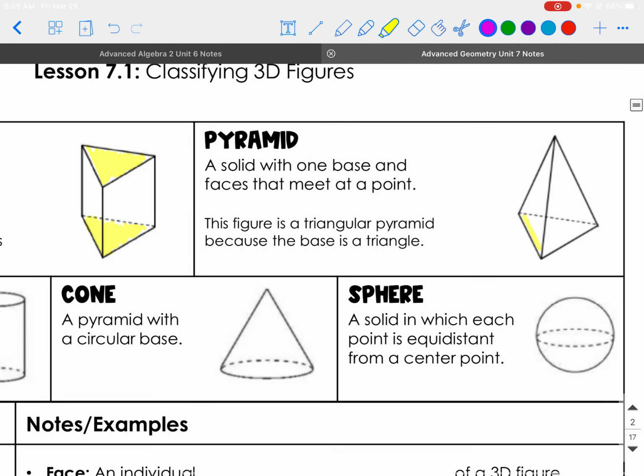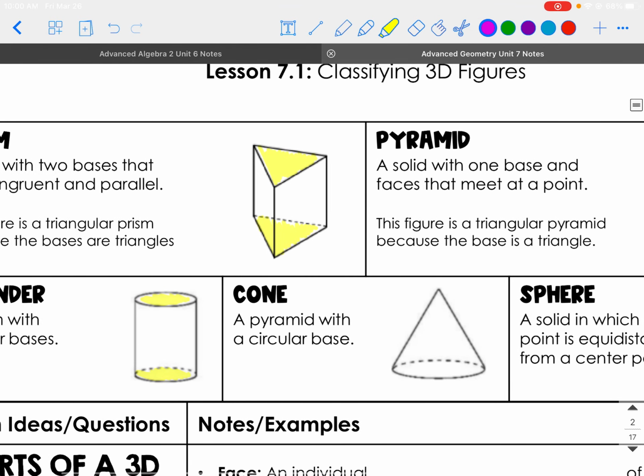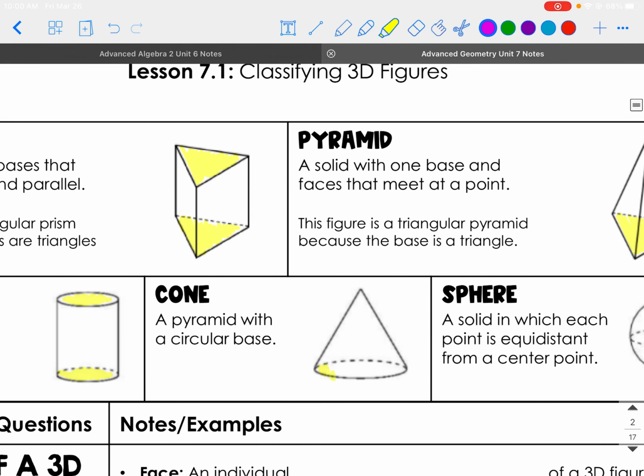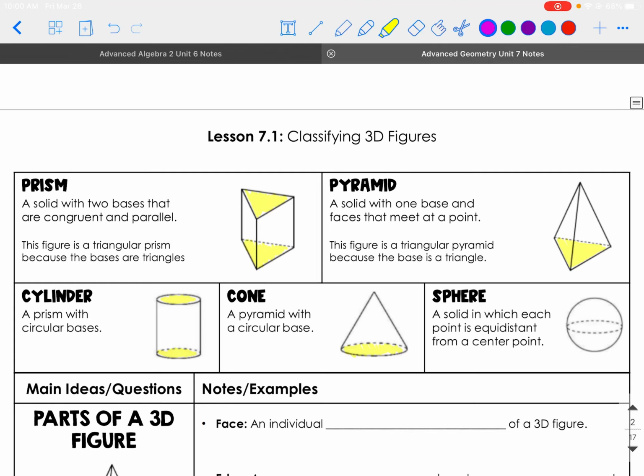Then we have a pyramid. This one just has one base and everything else goes up to a point. That's what makes it a pyramid. A cylinder is basically a prism except the bases are circles. So the formulas are different. Same thing, a cone. It's a pyramid basically, but the base is a circle. And then a sphere, that's just basically a ball.